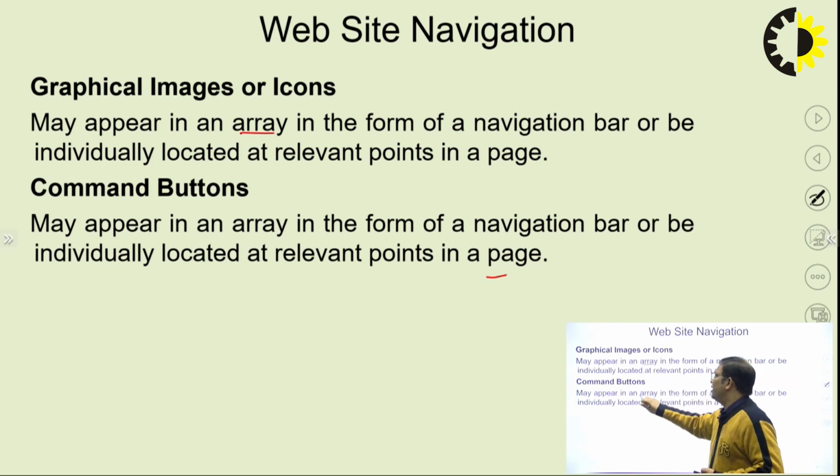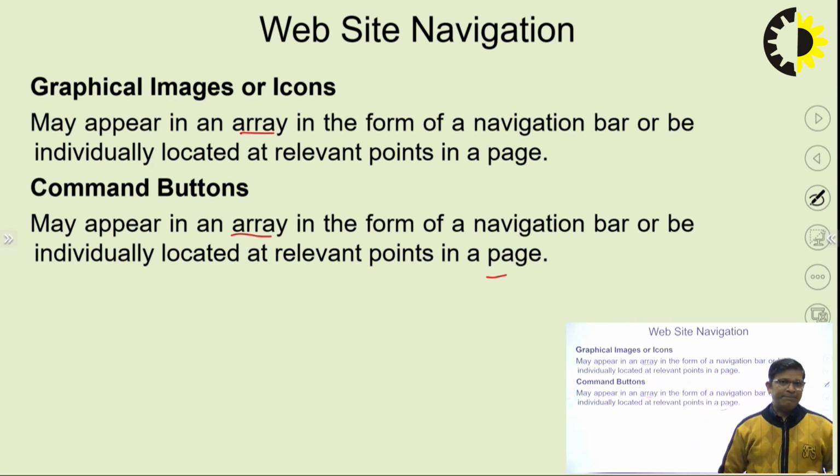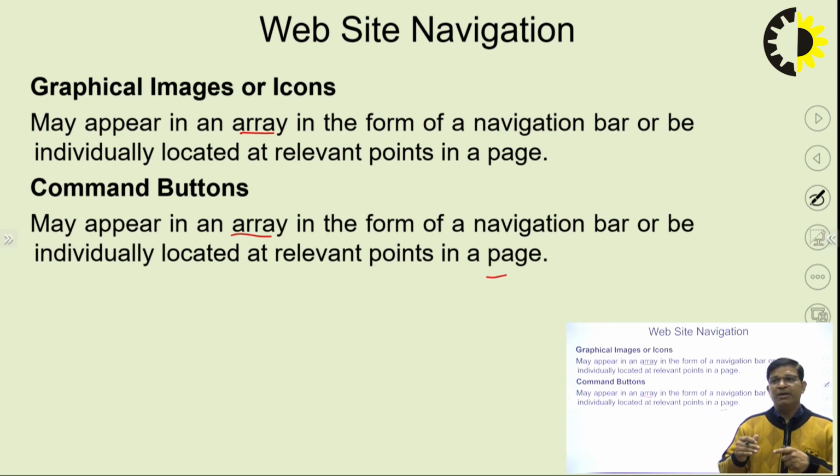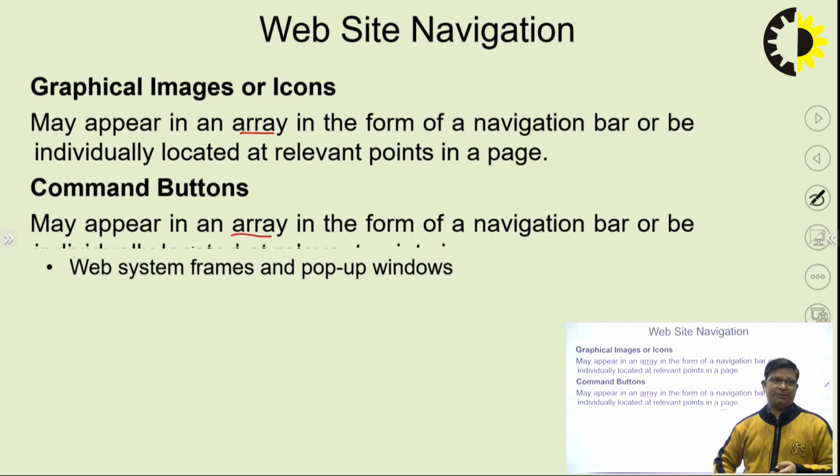Then this is very important. What do you mean by this array? Like for example, if we have done programming in some Visual Basic or C# or .NET, and we are creating a calculator, the buttons are in the form of an array. Button number 1, button number 2, button number 3, button number 4, just because these buttons are of the same type. These buttons are of integer type 0 to 9. So these are an array. So they may appear in an array in the form of a navigation bar. So this is like that.